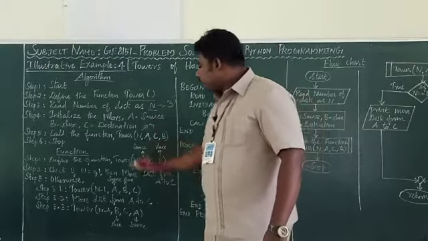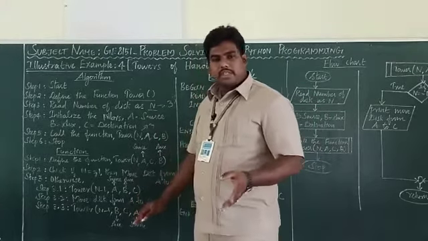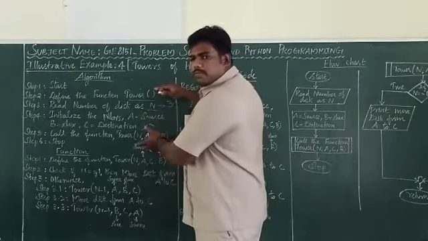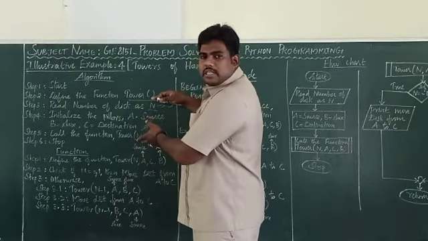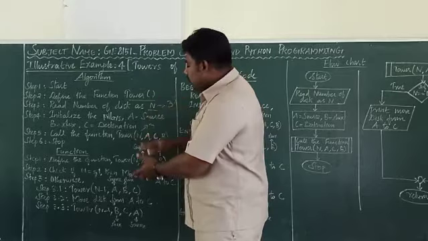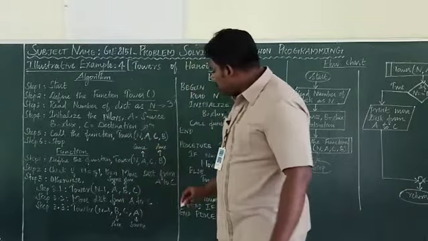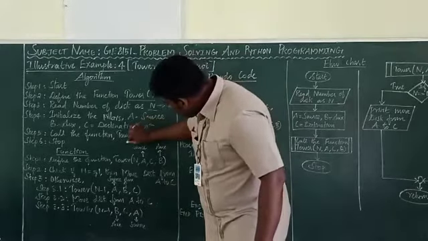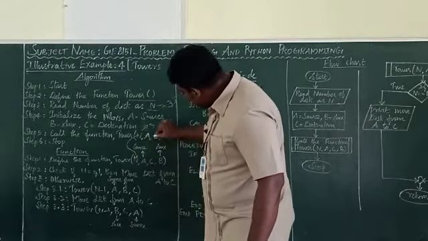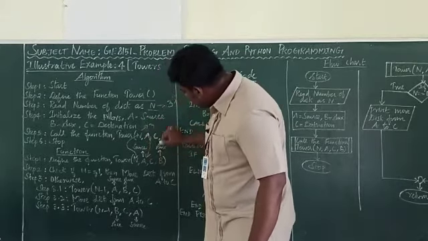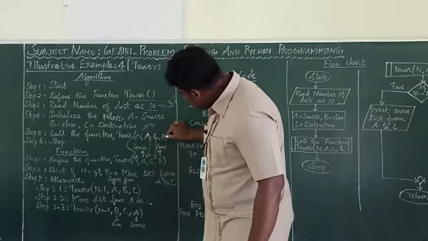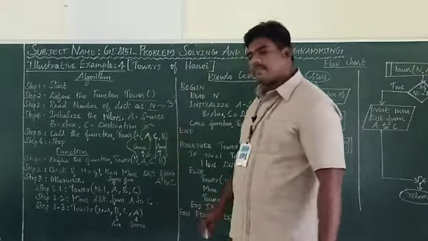Now this is the algorithm for function definition. So this is the main program. First I am defining a function, then I am calling the function. Here the function definition is there. So what will happen? The value of n will be passed here. The value of a will be passed here. The value of c will be passed. And the value of b will be passed.